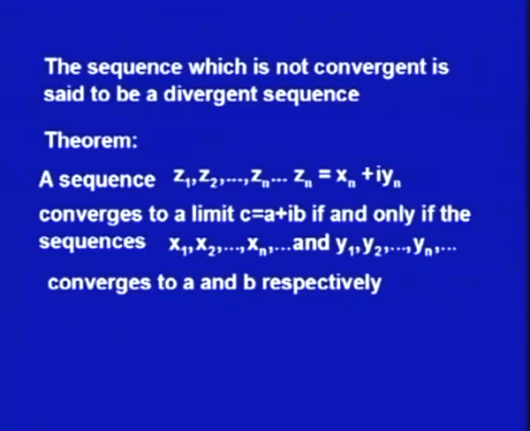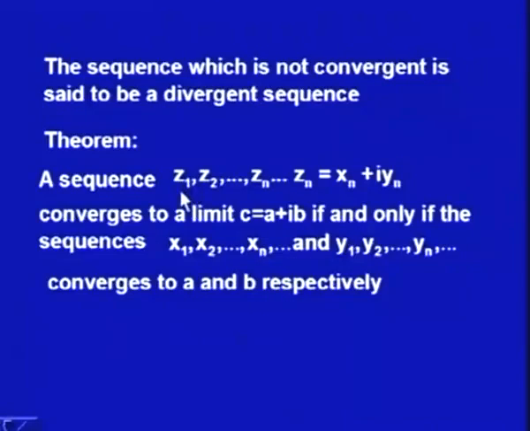Now we state a theorem. According to this, a sequence z1, z2, zn, in which zn can be expressed as xn plus i yn, converges to a limit c equal to a plus ib if and only if the sequence of real parts x1, x2, xn and the sequence of imaginary parts y1, y2, yn converge to their respective limits a and b. Then we say this sequence is convergent and it converges to c equal to a plus ib.